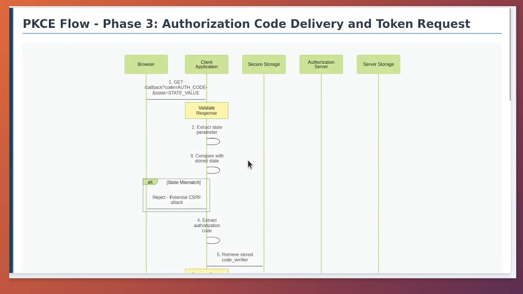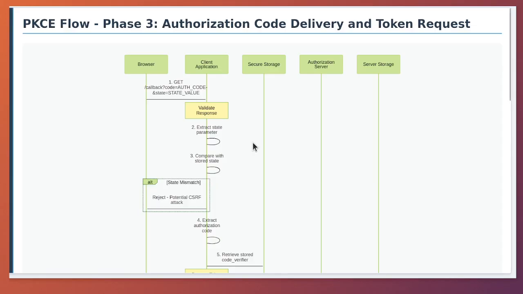PKCE Flow. Phase 3. Authorization Code Delivery and Token Request. The third phase of the PKCE flow involves delivering the authorization code back to the client application, and the client then makes a token exchange request. This is where PKCE's security mechanism becomes most apparent, as the client must prove it is the same application that initiated the flow by providing the code verifier.